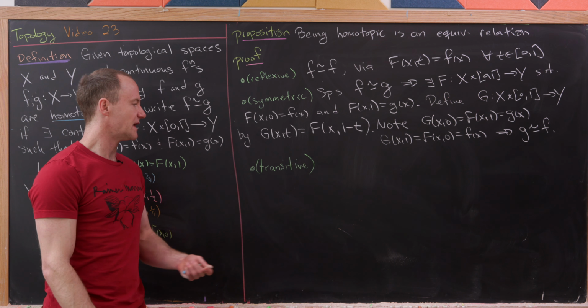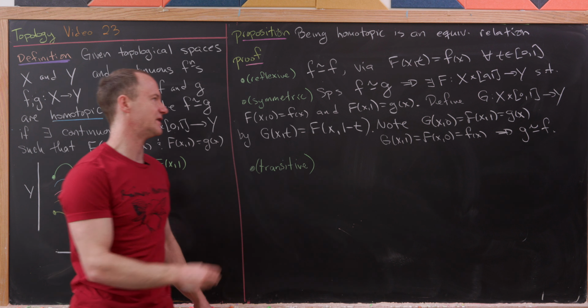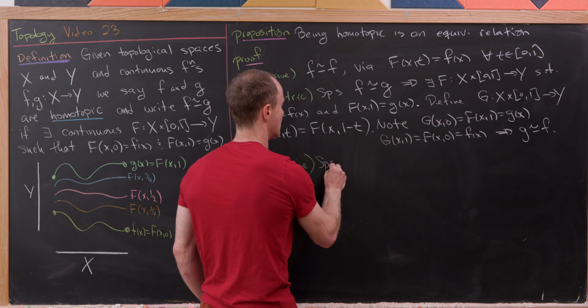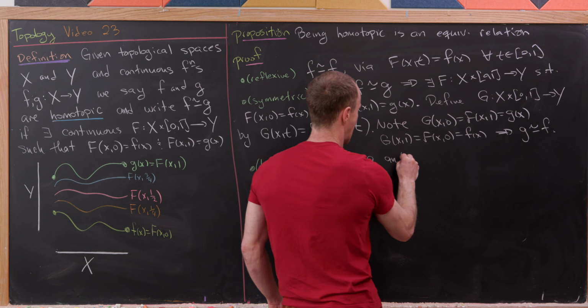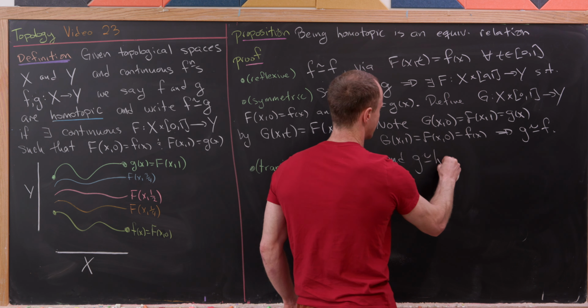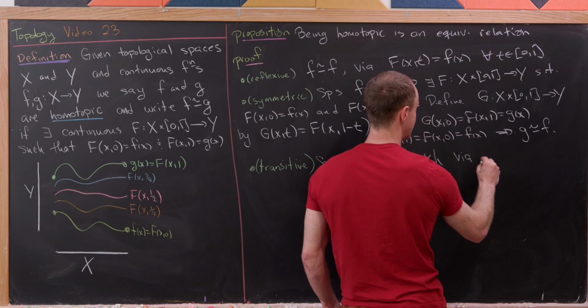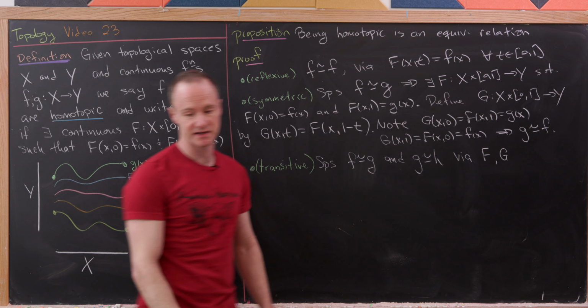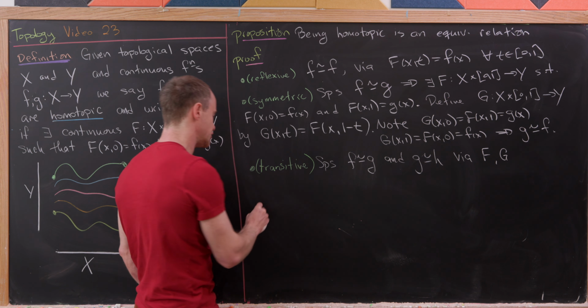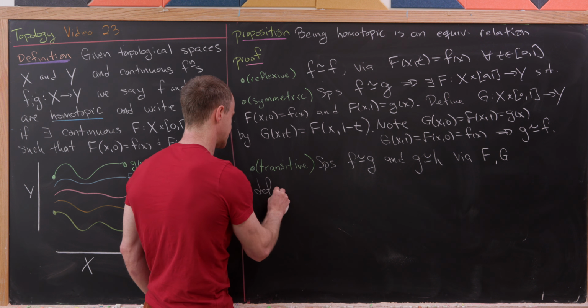Okay, so now we want to prove transitivity. In other words, we will suppose that f is homotopy equivalent to g and g is homotopy equivalent to h, and let's say that is via functions F and G respectively. And now what we'll do is the following.